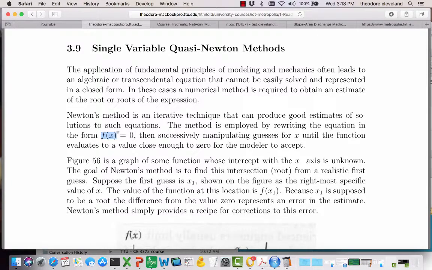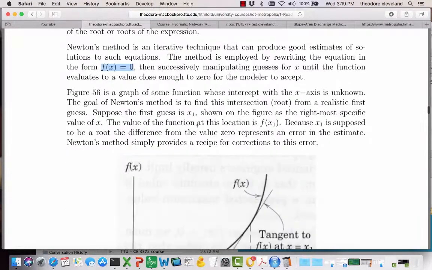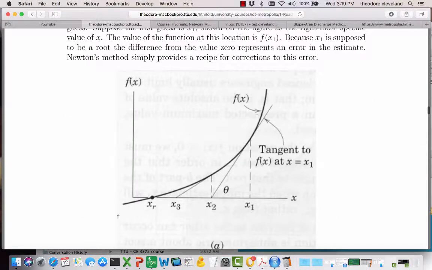So Newton's method starts with, let's write our problem in the form of f of x equals 0, and then by successively manipulating guesses for x, we'll find values of x until the function evaluates close enough to 0 for us to accept. So let's look at this graph here. Let's suppose here's our function, and the root we're looking for is over here, but we don't know where it is yet, and we make an initial guess, x1. We can evaluate the value of the function at x1.